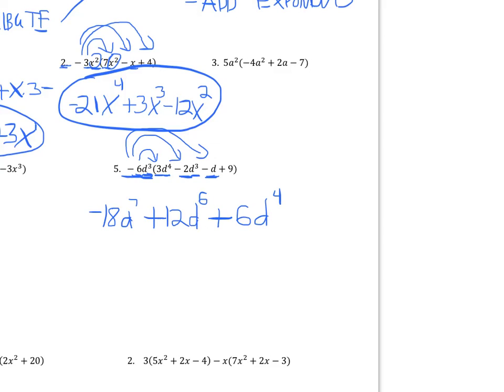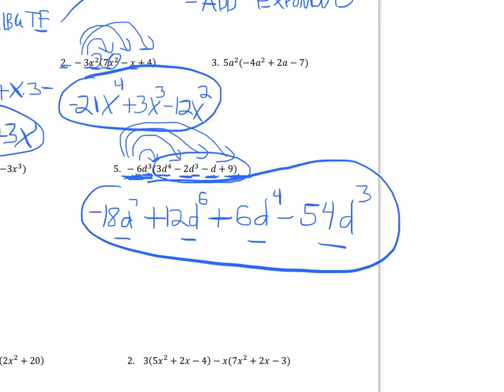Then the last one, negative 6d cubed times 9. Let's see here, this negative 6 times 9 is going to give me negative 54. And I don't have any d's with this 9, so I just keep that d cubed. Okay, and I started out with what? In here there were 4 terms. I ended up with 1, 2, 3, 4 terms. They're all different exponents, so they are not like terms. We are finished. Okay, so real basic stuff. You're just multiplying the numbers and adding the exponents when you distribute.